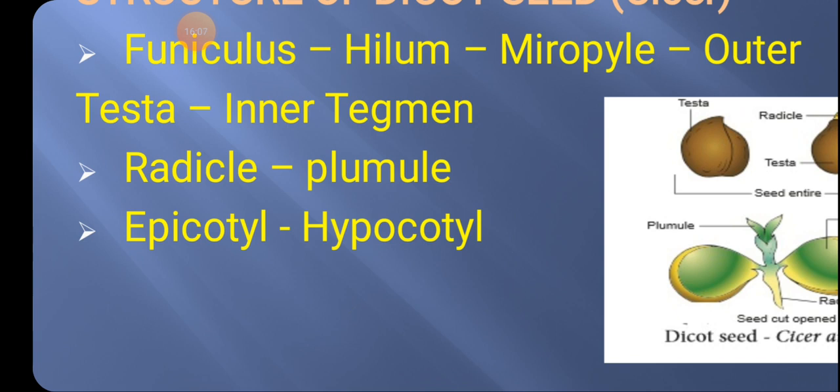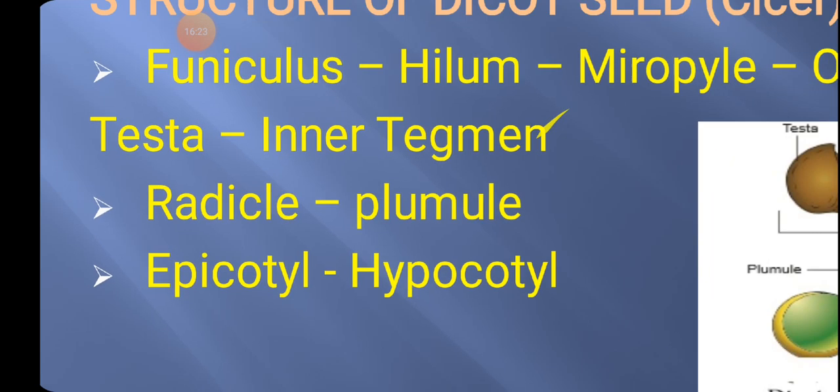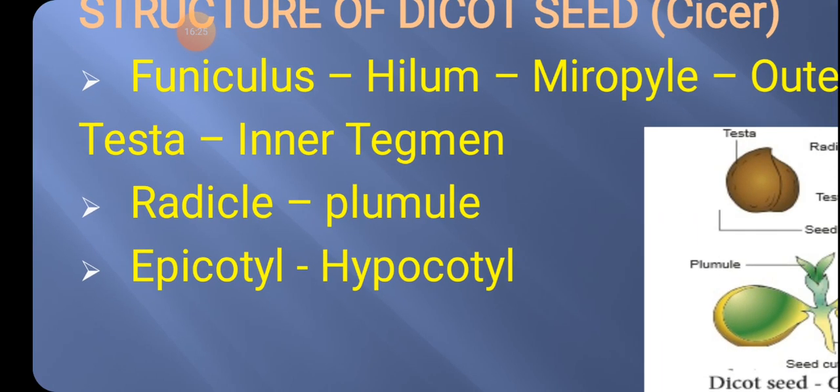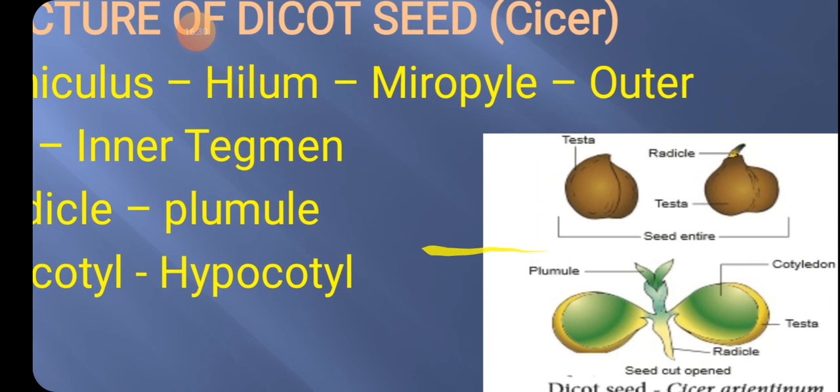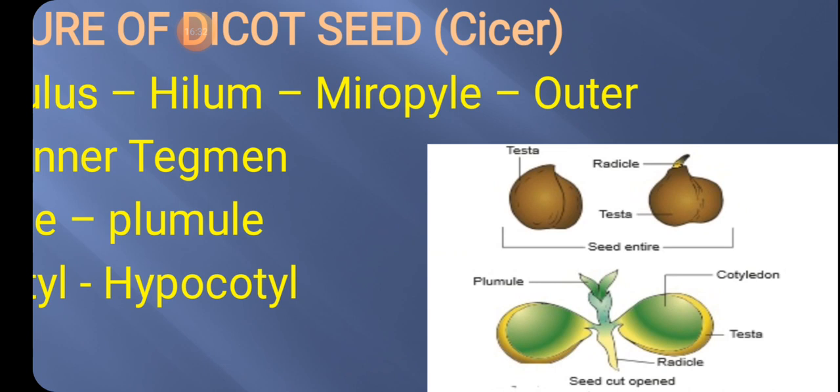The seed is present inside the fruit. The seed is attached to the fruit wall by a stalk-like region called the funiculus. The attaching mark is called the hilum. Next to the hilum, a small minute opening is called the micropyle, through which water enters and gases pass. That pathway, the minute opening, is called the micropyle.